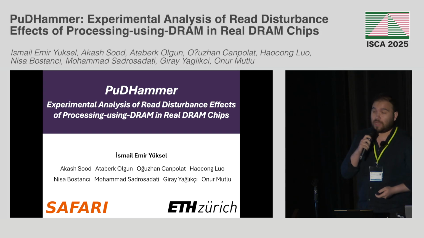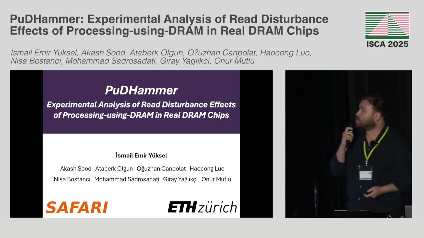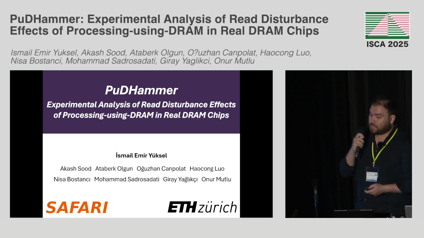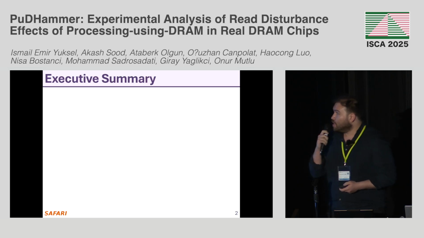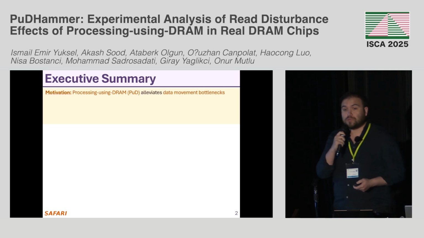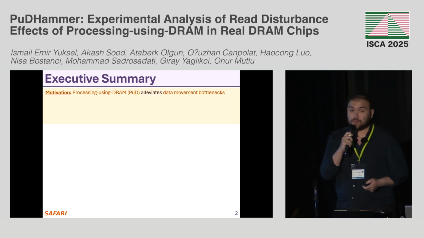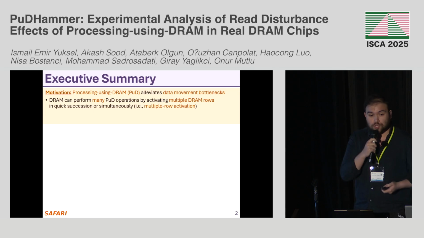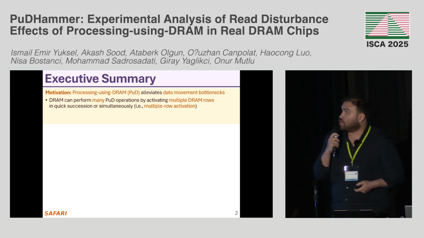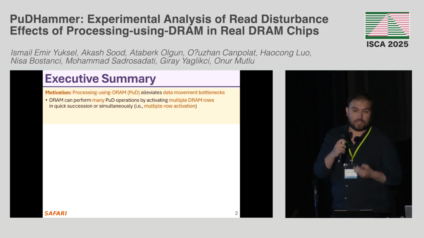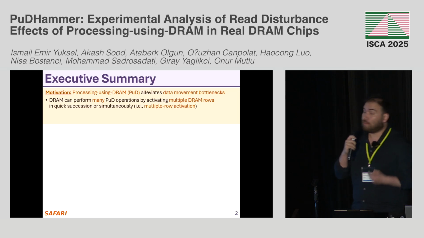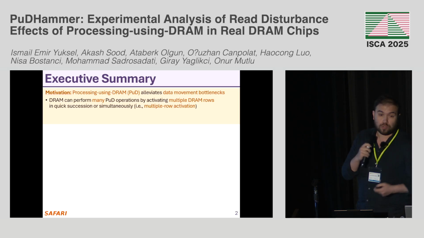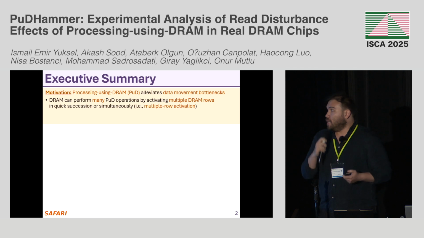Today I'll be presenting our work called PuDHammer, Experimental Analysis of Read Disturbance Effects of Processing using DRAM in Real DRAM Chips. Let's start with an executive summary. So processing using DRAM is a promising paradigm to alleviate data movement bottlenecks between main memory and computing units. And prior work showed that DRAM can actually perform many processing using DRAM operations, such as AND and OR, by activating multiple DRAM rows in quick succession or simultaneously, which is also called multiple row activation.